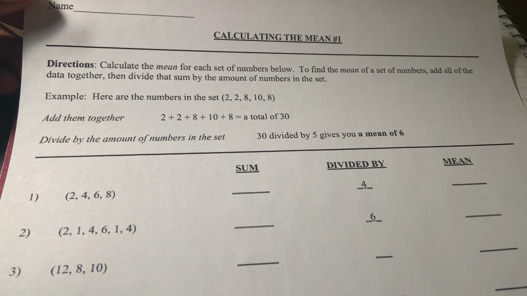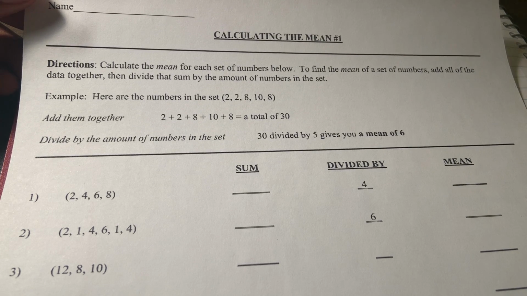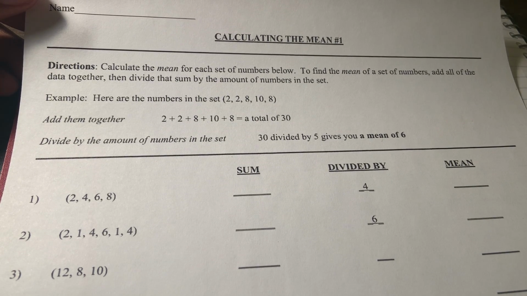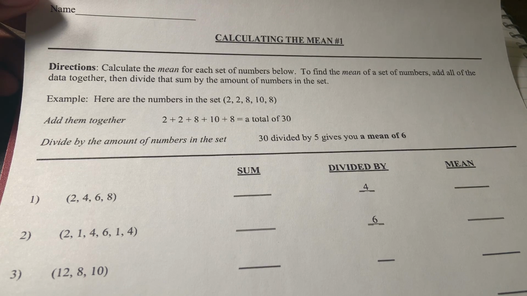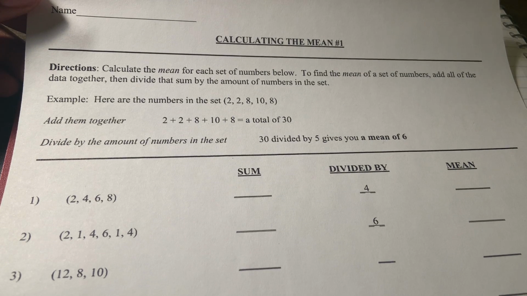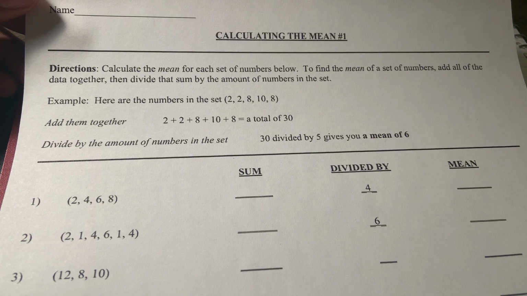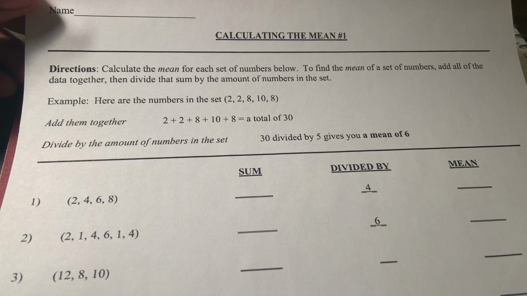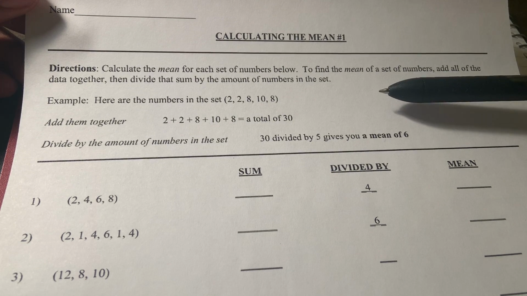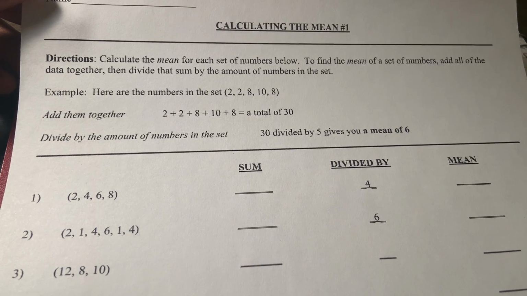So this is a topic that falls under the bigger umbrella of central tendency. Okay, it's called central tendency, the larger topic. And within that topic, you have mean, median, mode, and range. So today we are learning how to calculate the mean. And it's very simple. So the directions are right here and the steps are pretty much right here. So it says directions, calculate the mean for each set of numbers below.